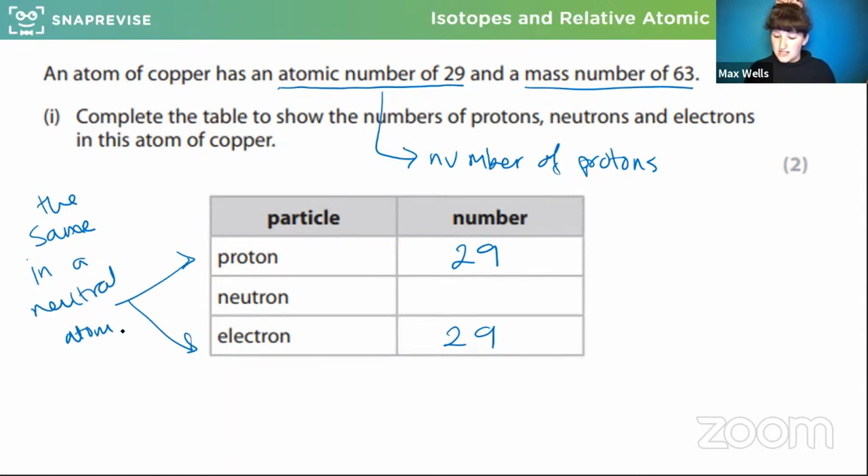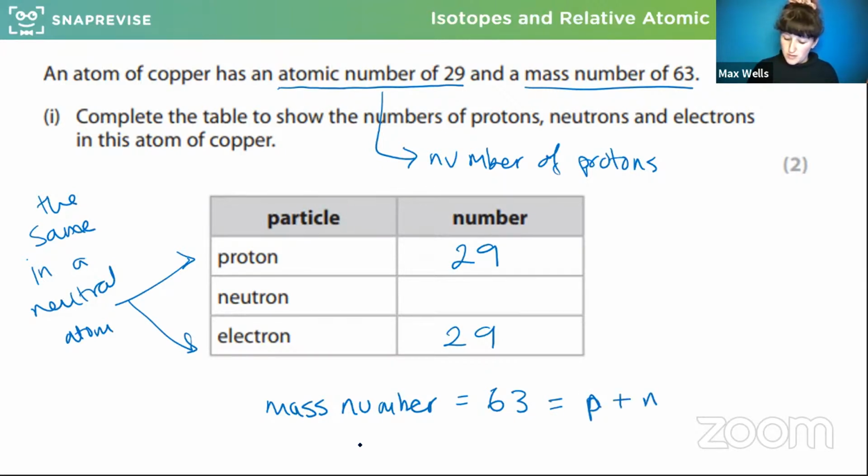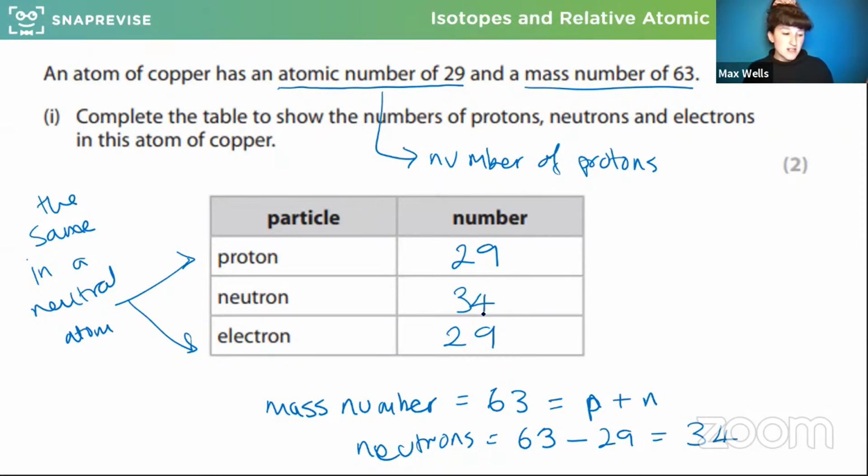And then I can see those of you who worked out our mass number is 63, which is the number of protons plus the number of neutrons. So our number of neutrons must be 63 minus the number of protons, which in this case is 29. So those of you who can do quick maths, well done. This is 34. Really good. Well done, team. We've got lots of people doing really well at the moment, which is great.